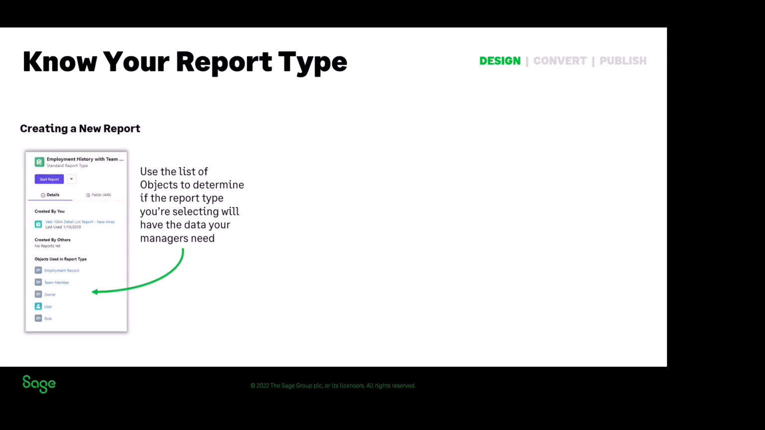So when you're creating a new report, there's an update that just came in our platform earlier this year that tells us to the right what objects are in that report type. So that's a really easy way to take a look at one that already exists and say, yeah, this is going to have what I need in it. And we're going to talk about what you need in it here in just a few moments, so just hold that thought for a moment.